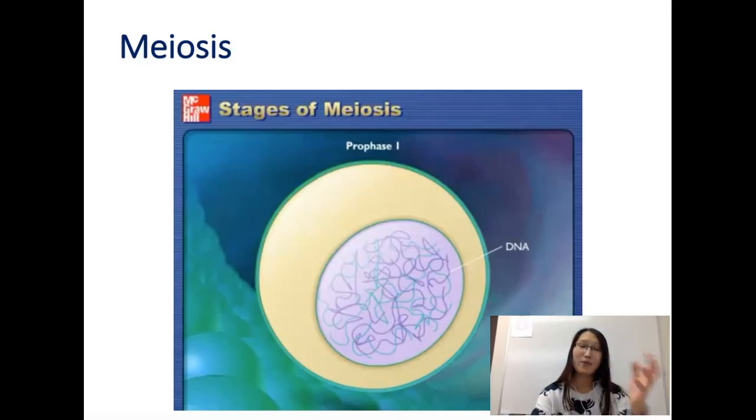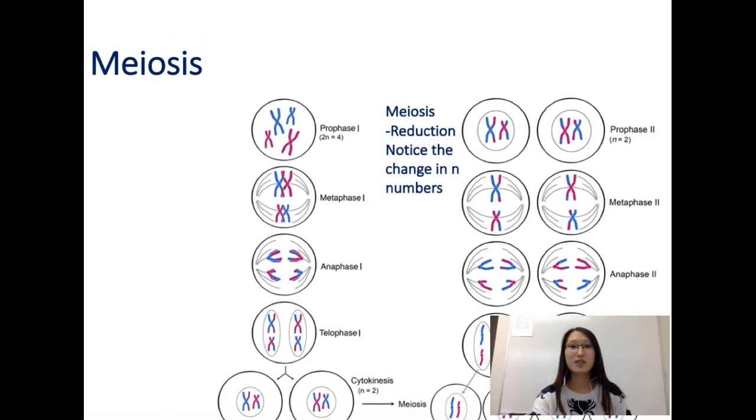Let's look at this picture right here. You can watch the video, but the picture is a little bit more clear, and it's not moving as fast. So here's meiosis. This is where we want to focus. During prophase, we have diploid cells. Diploid means for each type of chromosome, you would have a pair of it.